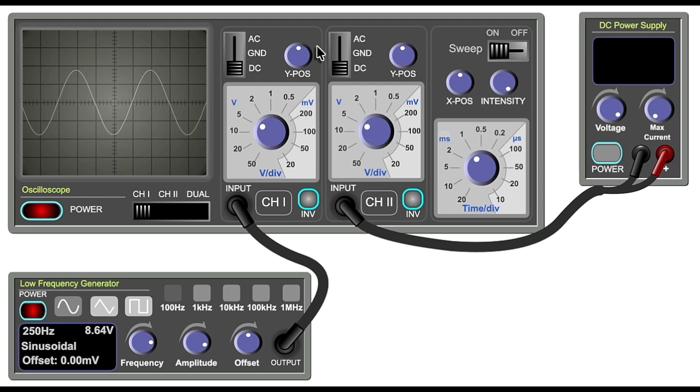The first control to look at is the Y position. This allows us to shift our trace up and down on the screen, and that might allow us to align better with the grid lines, for example.